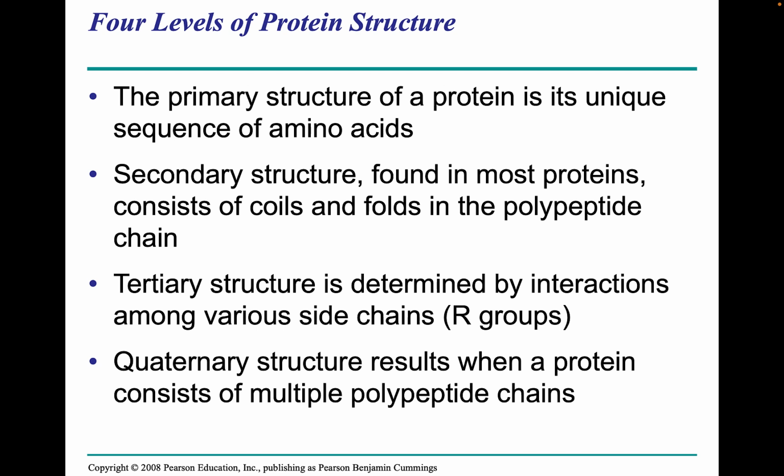So there are 3 levels of structure, really. There's 4, we'll talk about the 4th. But within a single polypeptide, there are only 3: primary, secondary, and tertiary structures. The primary structure is the unique sequence of amino acids.